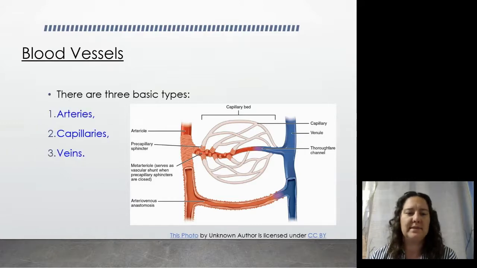So there are three basic types of blood vessels. We have arteries, which carry blood away from the heart, capillaries, where the transfer of wastes, nutrients, and oxygen occurs, and then we have veins, which return blood towards the heart.